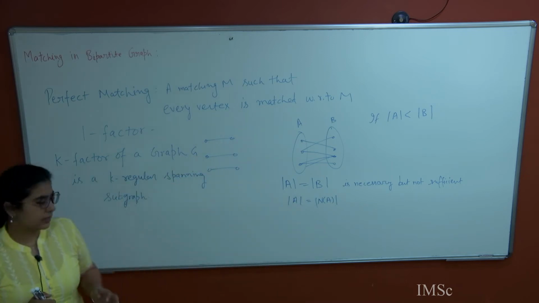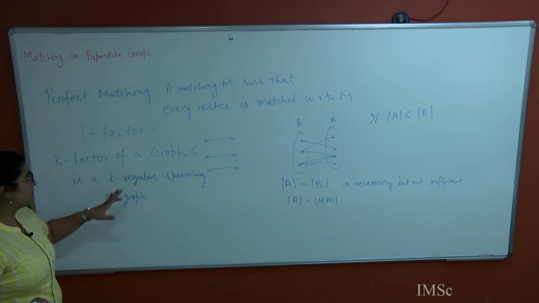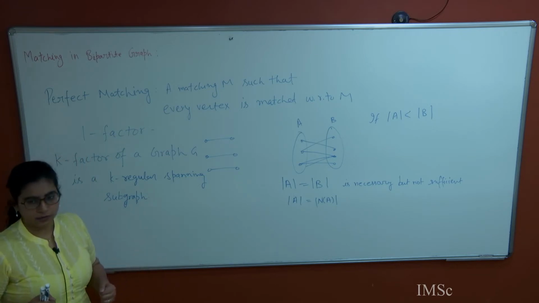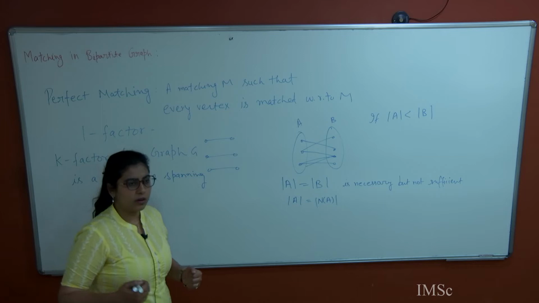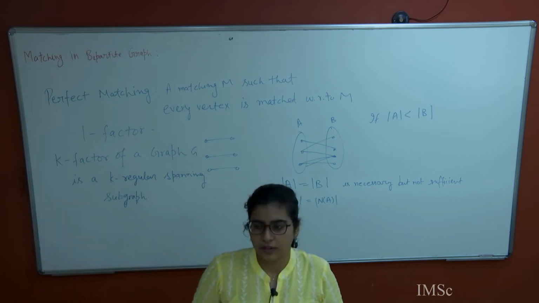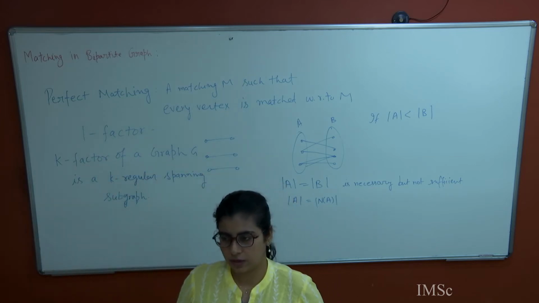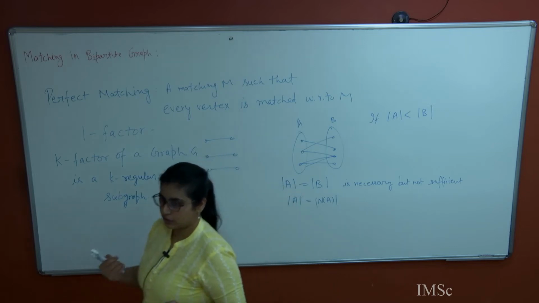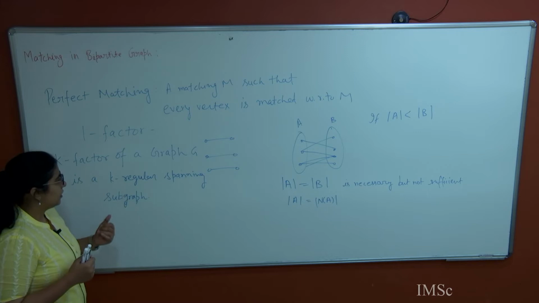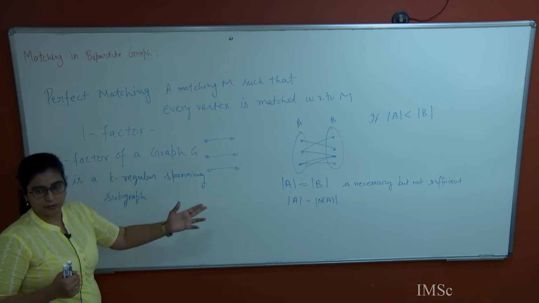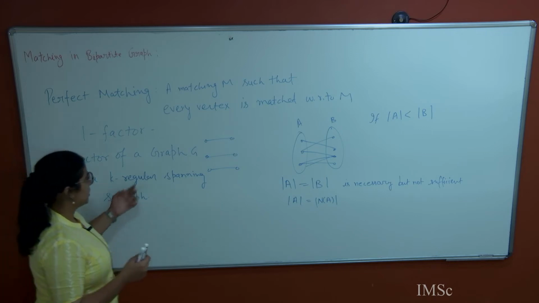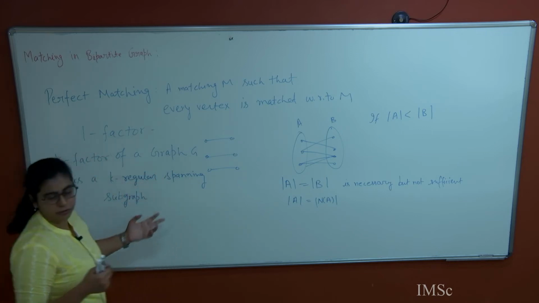So for that, let's define k factor. A k factor of a graph is a k-regular spanning subgraph. So a one factor will be a one-regular spanning subgraph. That means a set of independent edges that is a spanning subgraph, which is a perfect matching, because spanning means it covers every vertex. So a one factor is a perfect matching.